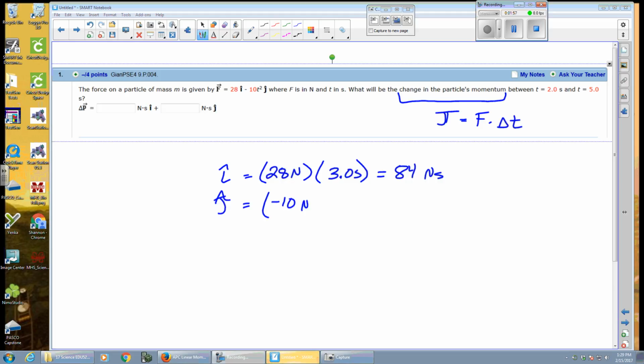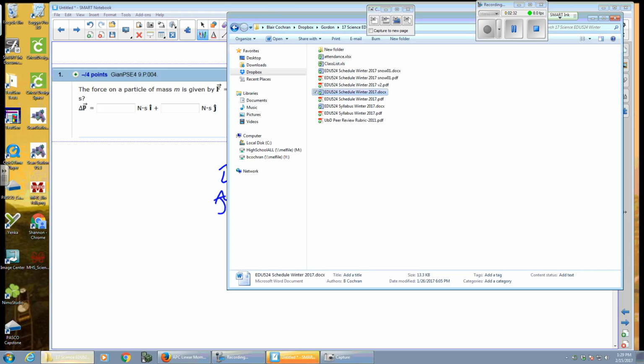Wait, why would you multiply by 3 in the first one? You don't have a time for the 28. It's only 28. Oh, okay. Sorry, I missed the t squared when I looked at it originally. I thought they were just giving our force as the two components of it. So what you want to use is our more advanced equation. Let's grab our equation sheet.